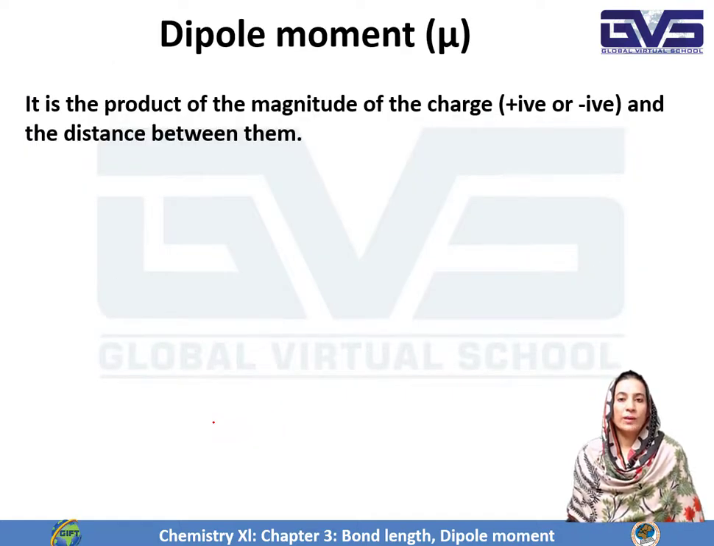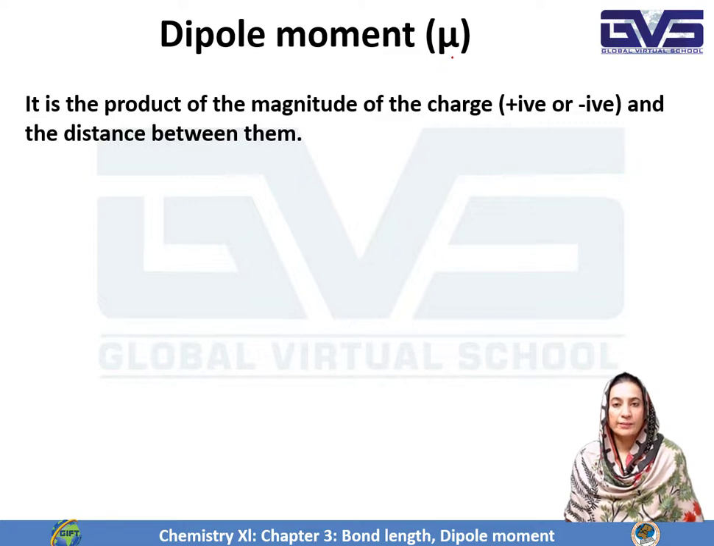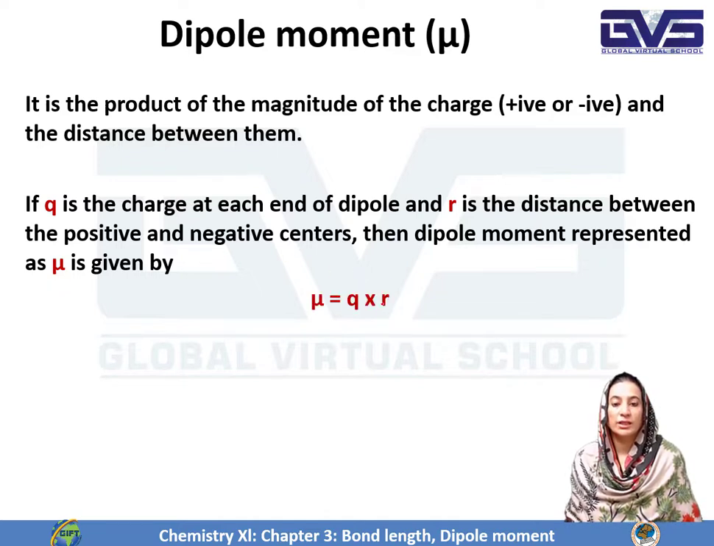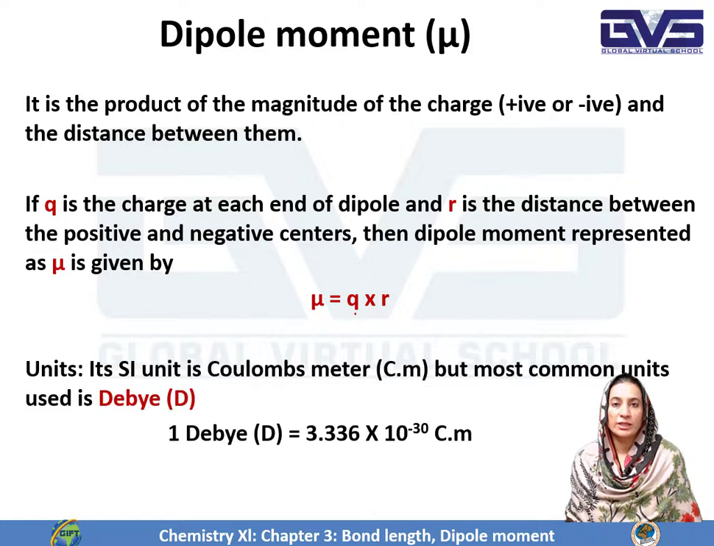So what is the dipole moment? It is represented by mu and by this symbol. It is the product of the magnitude of the charge and the distance between them. The dipole moment has magnitude and it is a directional quantity. A charge is represented by Q and distance by R, so the dipole moment equals charge into distance, and of course the units will be coulombs for charge and meters for R.